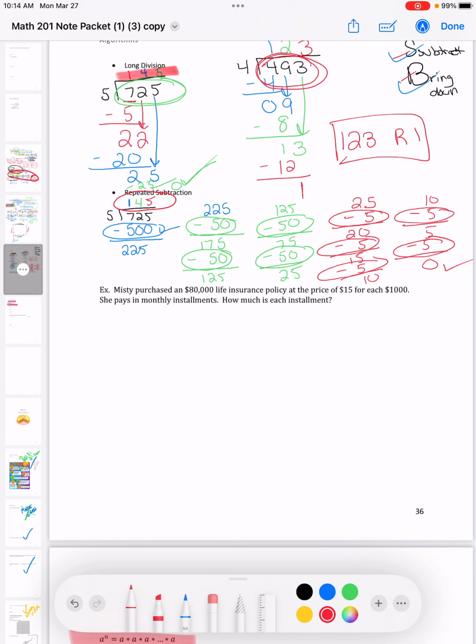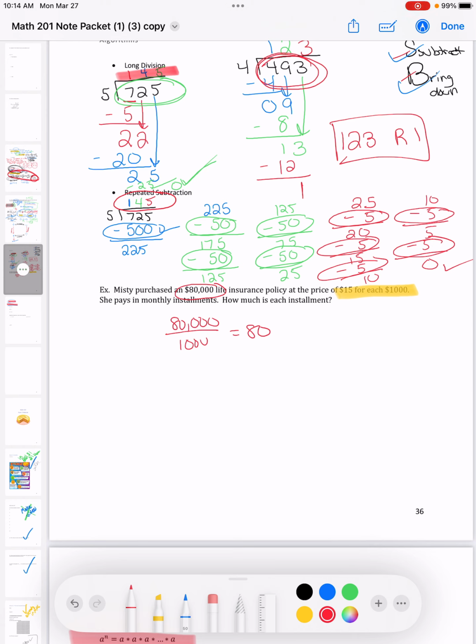While we're on this page, we'll go ahead and do this word problem down below. So a word problem that uses division. Miss C purchased an $80,000 life insurance policy at a rate of $15 for each 1,000. So basically, she's buying these in $1,000 units. You can think about if she had this $80,000 here, if somebody could only give it to her in $1,000 bills. So each denomination had to be 1,000. So that means that she bought 80 units worth of this life insurance policy.